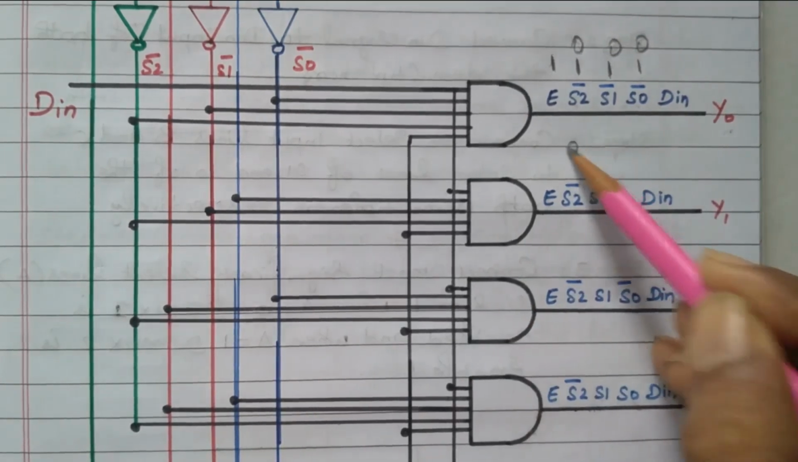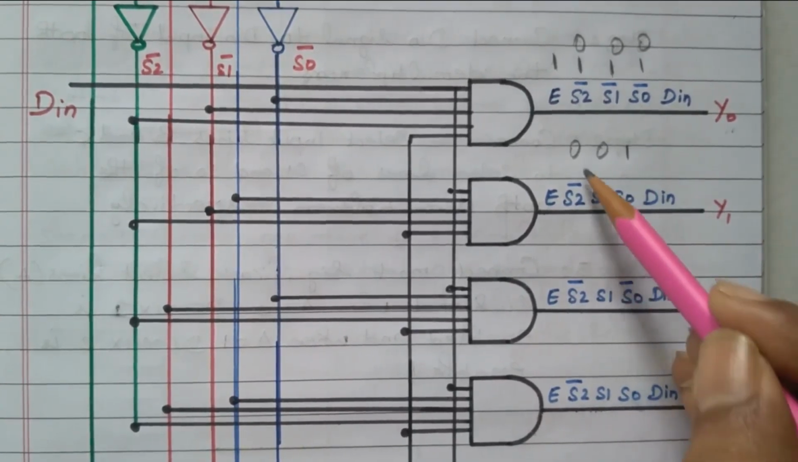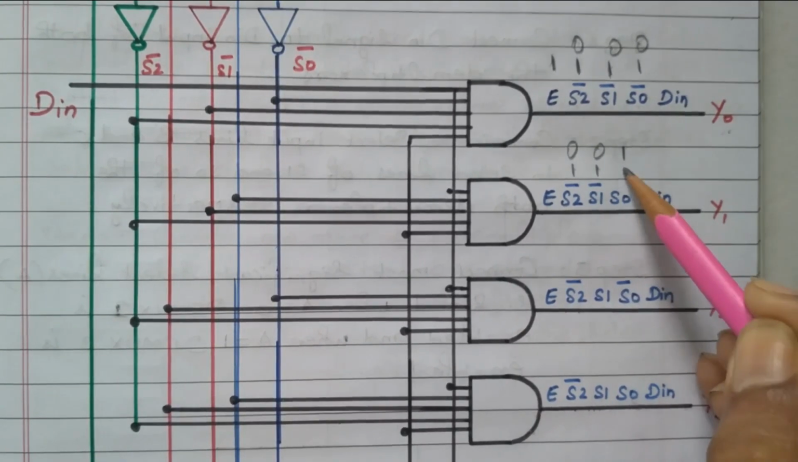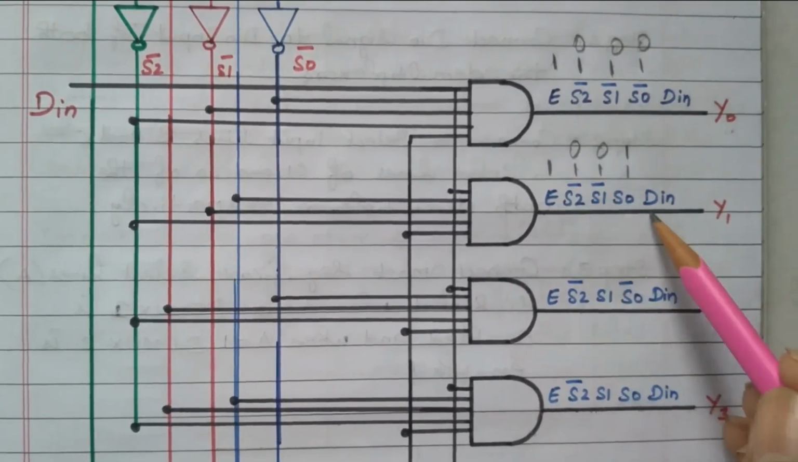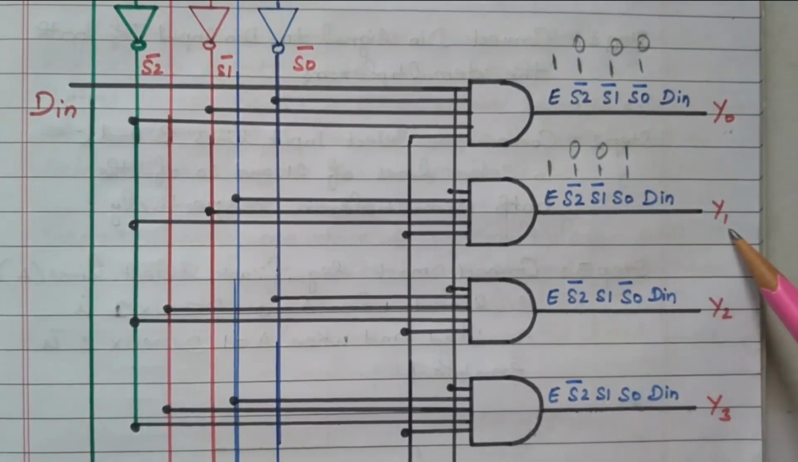Second one 0 0 1, right? So 0 0 here complement is available, so it becomes 1 1 1. Already enable is 1, so that DN will be available. So that in the Y1 DN will be available. The data is available in the second position.